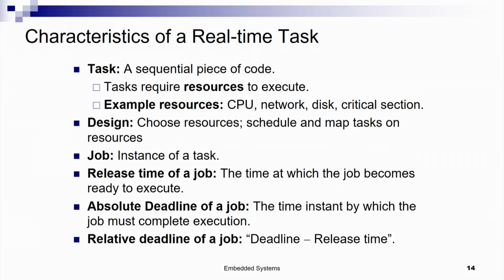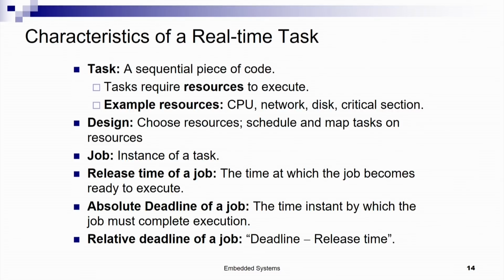Now, with this understanding of the control task, we go deeper into a few issues related to a real time control task. So, a task, as we understood, is a sequential piece of code. Tasks require resources to execute. It will require memory, it will require CPU, it will require non-preemptible shared resources, it will require network to communicate with others. It is a piece of code which will require resources to execute.